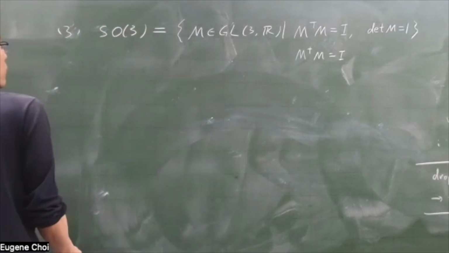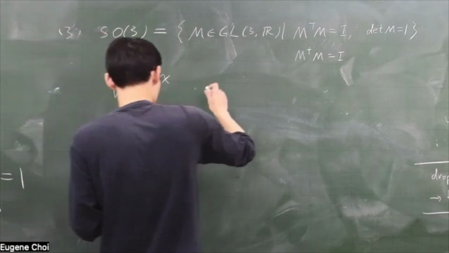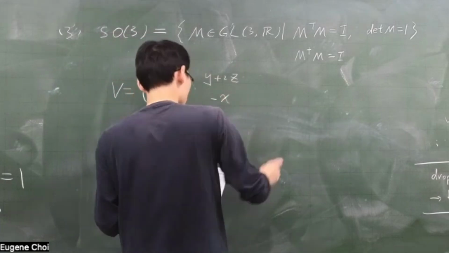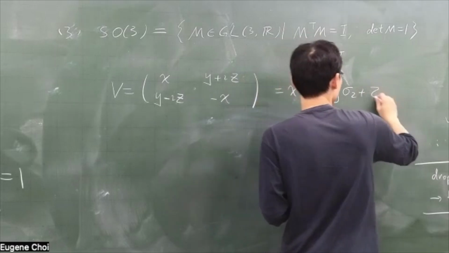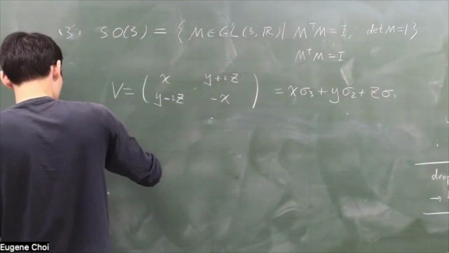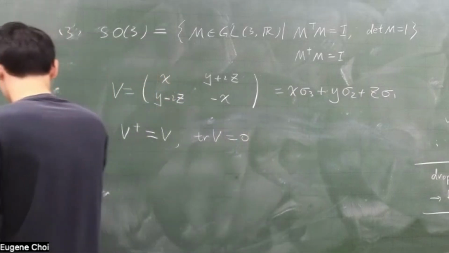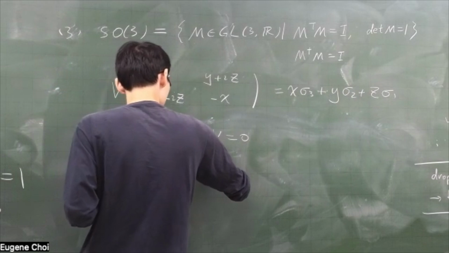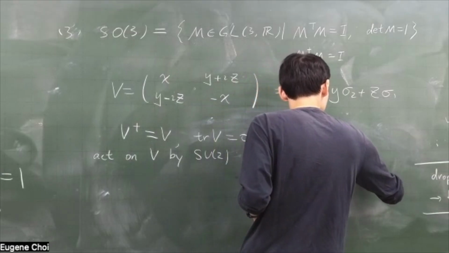Well, to understand this as a manifold, let's first relate it to SU2. So we start with the matrix x, y plus iz, y minus iz, minus x. If you like, this is x sigma 3 plus y sigma 2 plus z sigma 1, where the sigma i's are the Pauli matrices, but I don't have to write it that way. In other words, it satisfies v dagger equal to v, and the trace of v is 0. So we now act on v by our SU2 Lie group by this action, taking the conjugate M dagger v M.